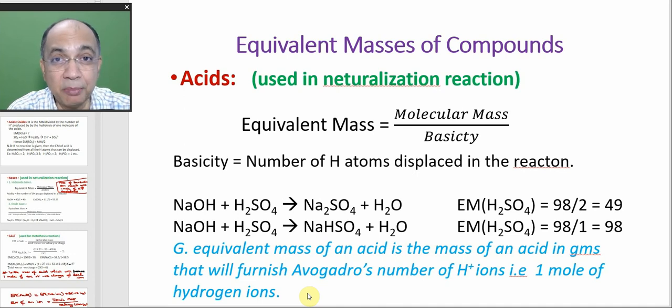If it is a base, it will be 1 mole of OH minus ions, or it is the amount of the base which will react completely with 1 mole of H plus ions. We can define it in a reverse manner. Let's see that.